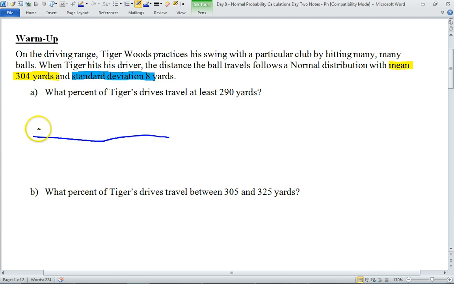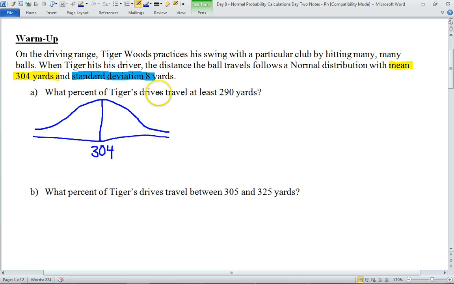Whoa, that was not straight at all. Okay, here's the basic curve that we're going to be dealing with. Of course, right in the middle, we always put the mean, which in this case is 304. Okay, so there's my 304.